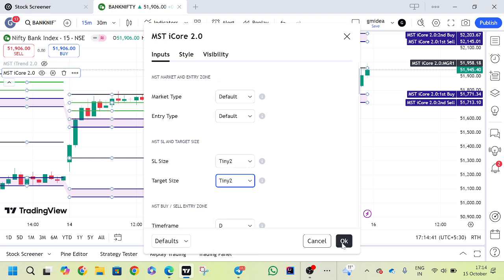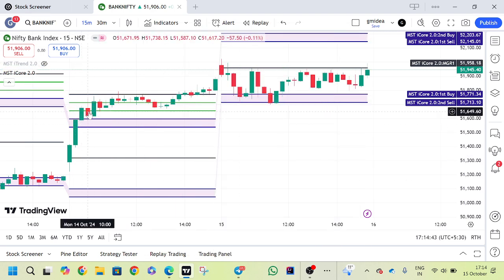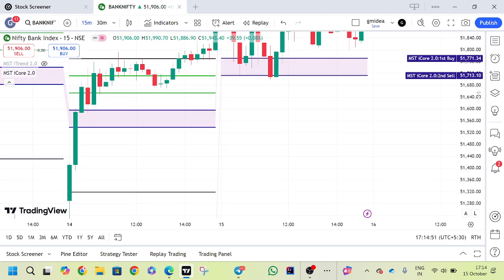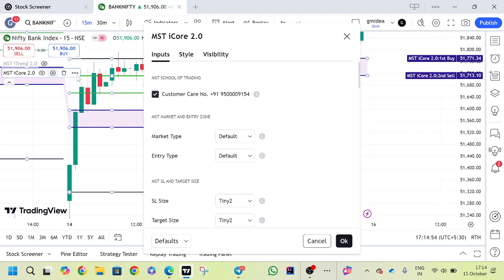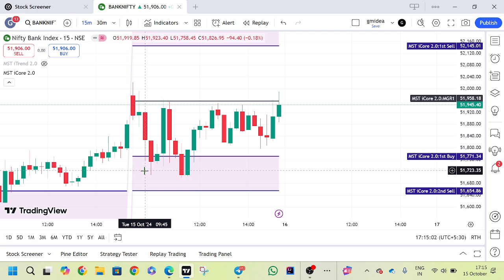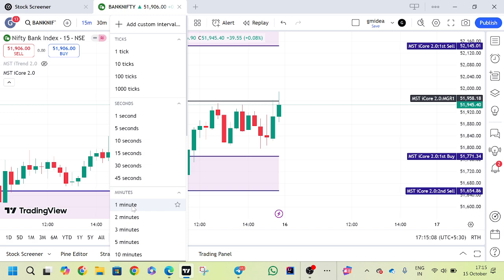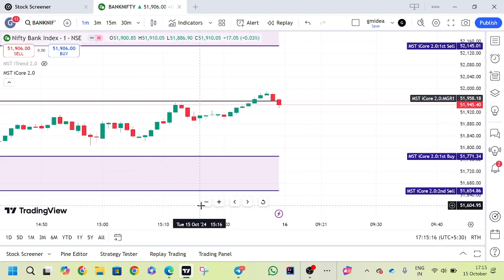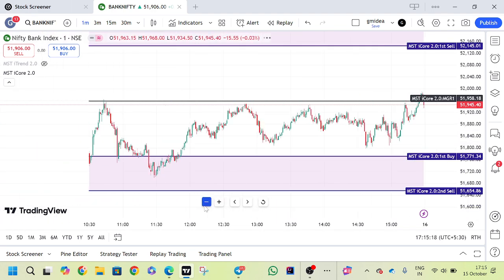So now if you see here, first target, second target, third target, and we can enable the fourth target and fifth target, that also hit exactly. So now today what happened? Once again I will go here and give reset settings. Today in Bank Nifty, as usual, buy activated. Okay. So now I have kept it in 15 minutes. I will change to the 1 minute time frame, so that you will understand where we got the exact entry, whether we got stop loss or not.